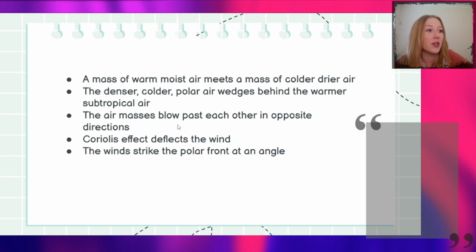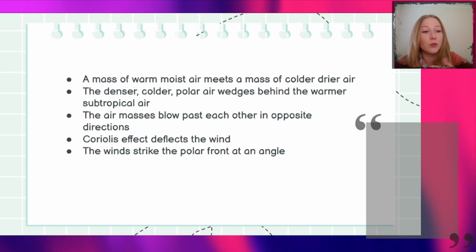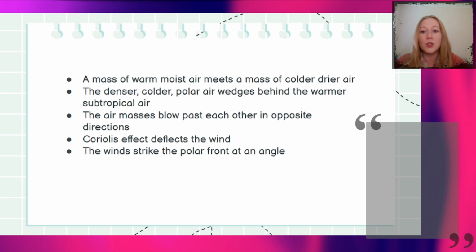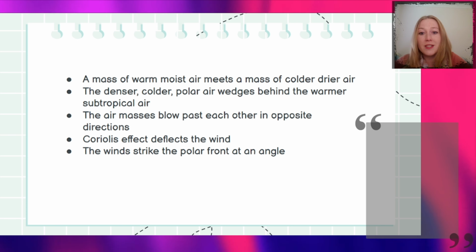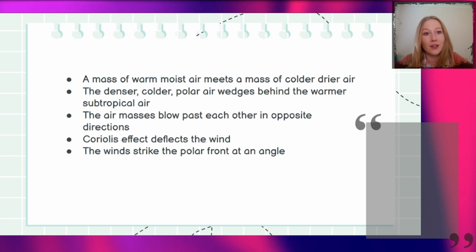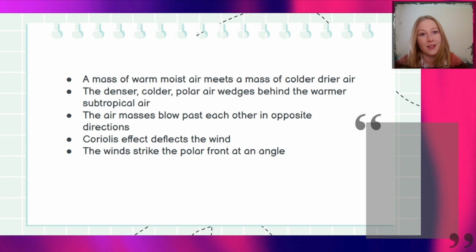In the stationary or initial stage, the winds will be blowing past each other in opposite directions, past the cold front and the warm front. Then Coriolis will cause the wind to deflect, giving a clockwise or cyclonic movement. The wind will then blow at the polar front at an angle, and that will cause this turning motion of the mid-latitude cyclone.